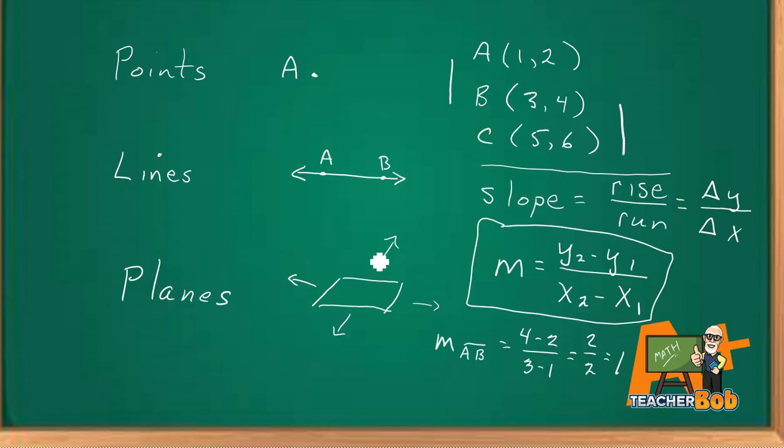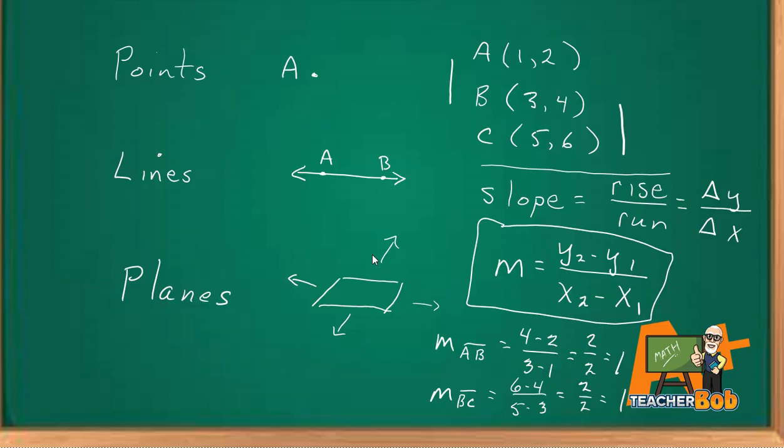Well, let's calculate that. So the slope of line segment BC is equal to, let's subtract our y's and subtract our x's. So we've got 6 subtract 4 for our delta y, and 5 subtract 3 for our delta x, or our rise and our run. And look, again we get 2 over 2, which is equal to 1. These slopes are the same. Okay, so that's not too hard. Since the slopes are equal, A, B, and C are collinear.